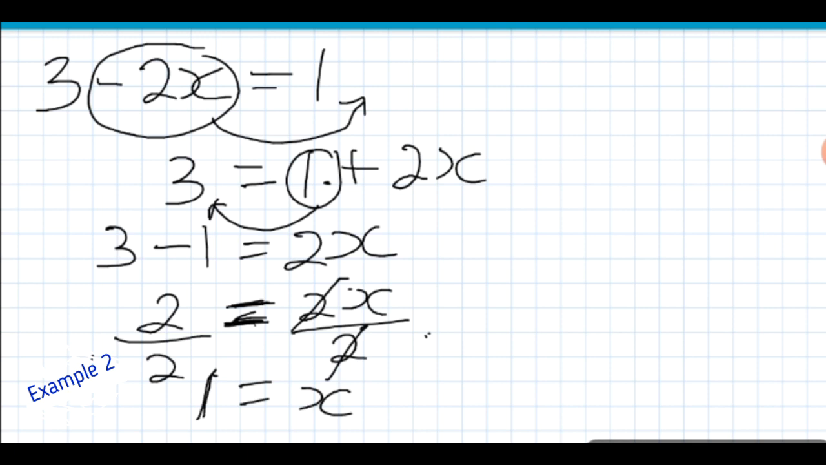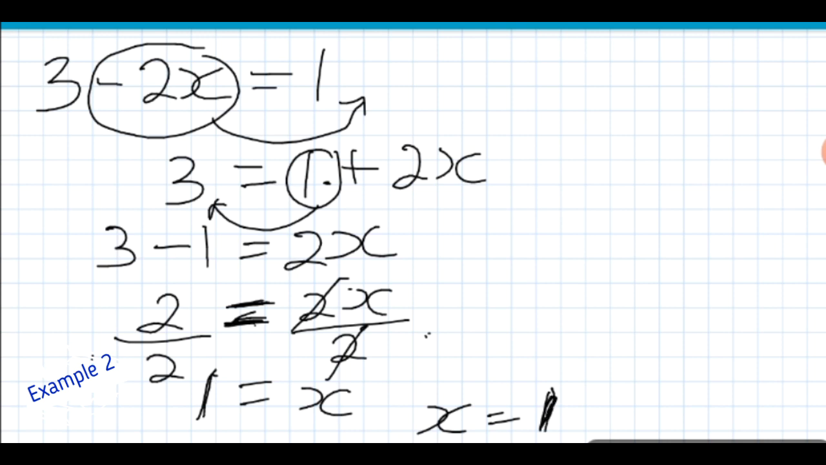Any number over itself is equal to 1. 1 million over 1 million equals 1. 3,000 over 3,000 equals 1. 2 over 2 is equal to 1. 3 over 3 is equal to 1. Right, so 1 is equal to x is exactly the same thing as x equal to 1.